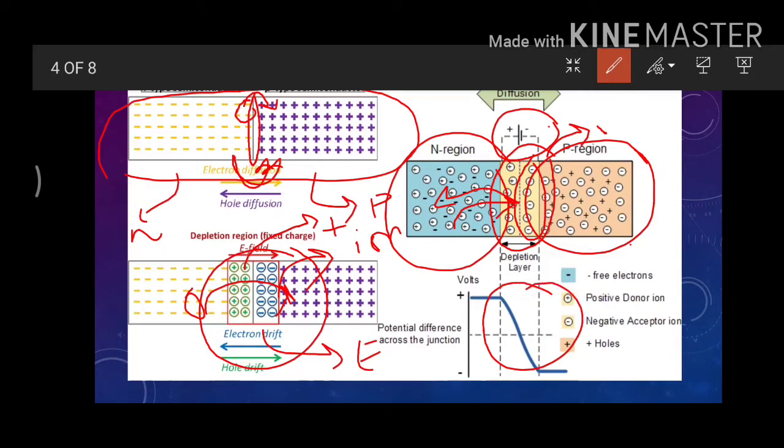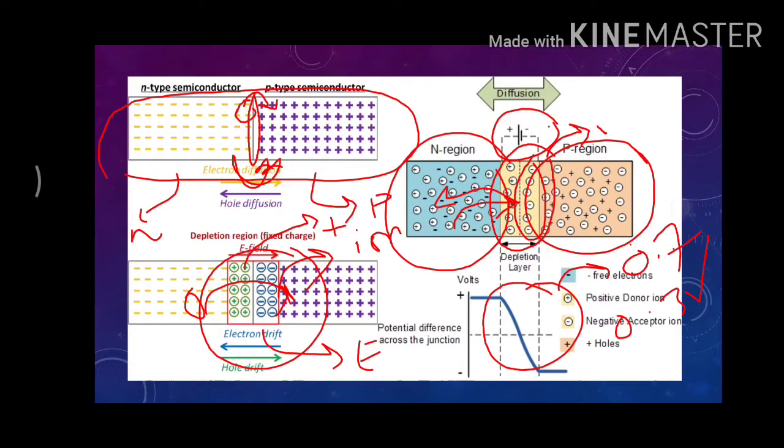So we need a voltage source above some voltage to break this depletion region. For silicon, this voltage is 0.7 volt, and for germanium it is 0.3 volt. So when we give it that much voltage, the conduction is possible. Now let's see how this happens.